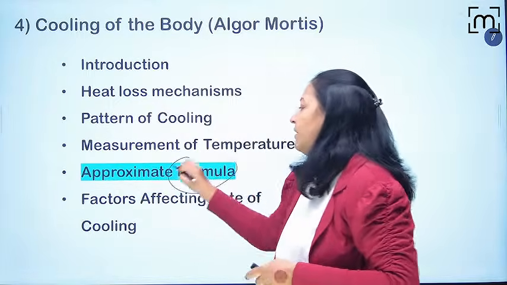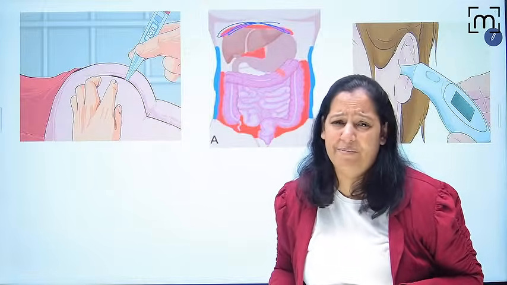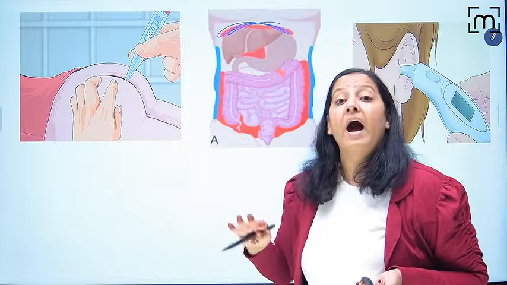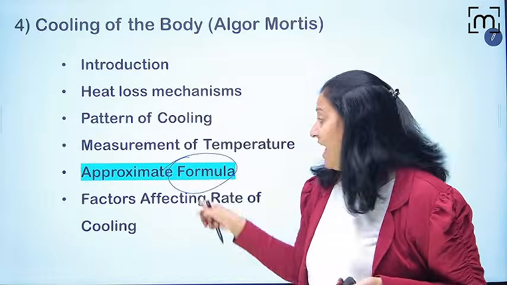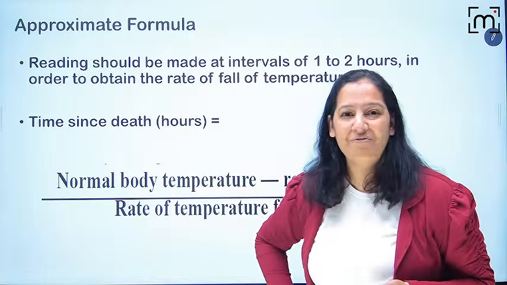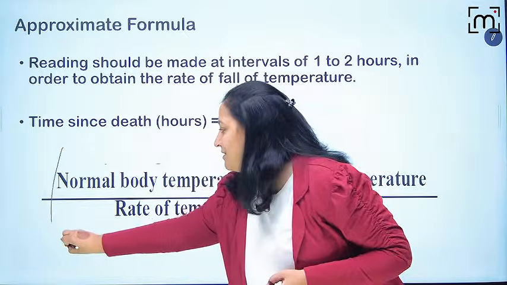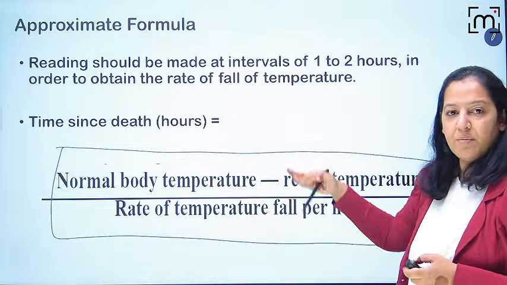Now tell me the formula. Why are we doing all this? You say, ma'am, why take the temperature of a dead body? What clue is it giving? By doing all this, I can come to know the approximate time of death with the help of a formula. What is the formula? This is the formula: time since death. What is the numerator? What is the denominator? Appreciate the numerator and denominator.